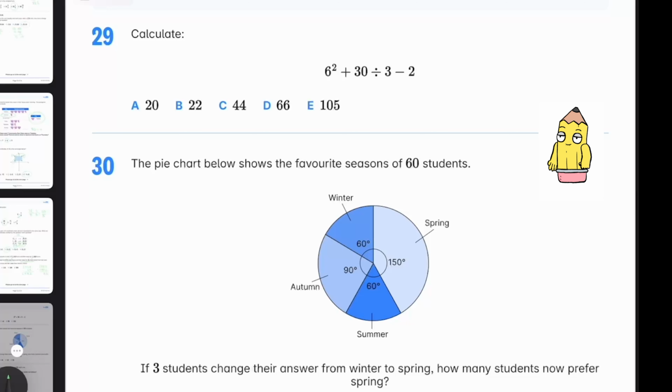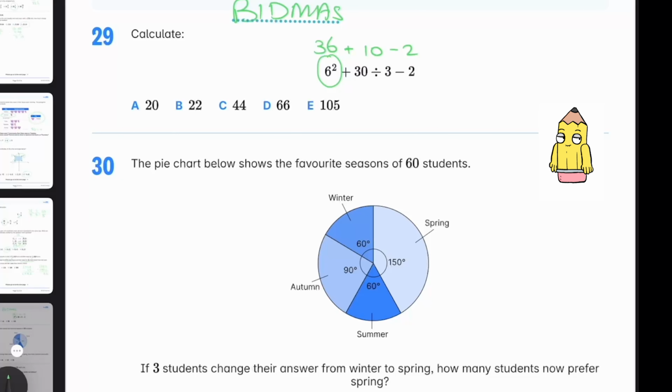Question 29. So to solve this question, we need to remember BIDMAS. So this stands for brackets, indices, division and multiplication, and addition and subtraction. So first we're going to do our indices, which is 36. We do division. So 30 divided by 3 is 10. We keep the plus sign here. And that leaves us with 36 plus 10 minus 2.